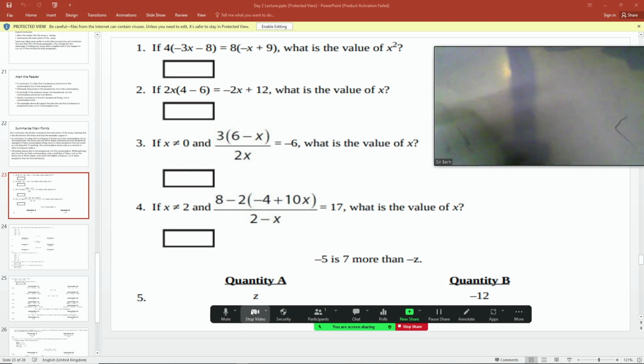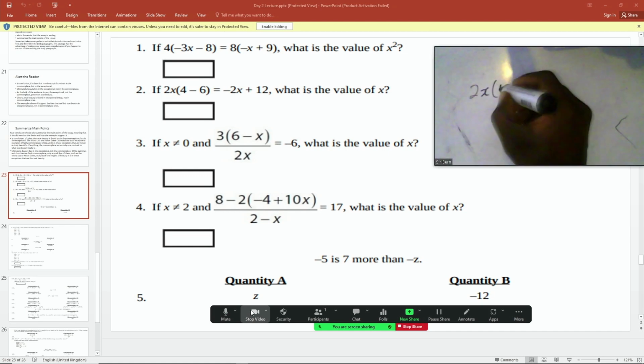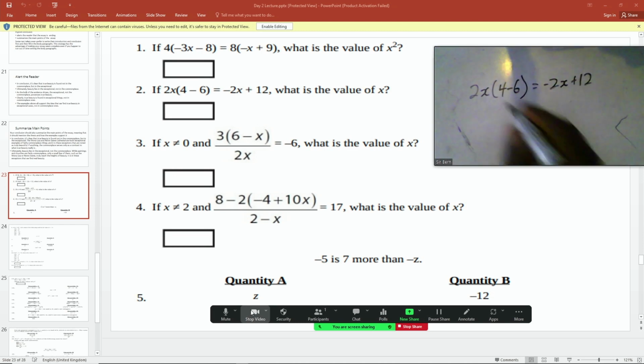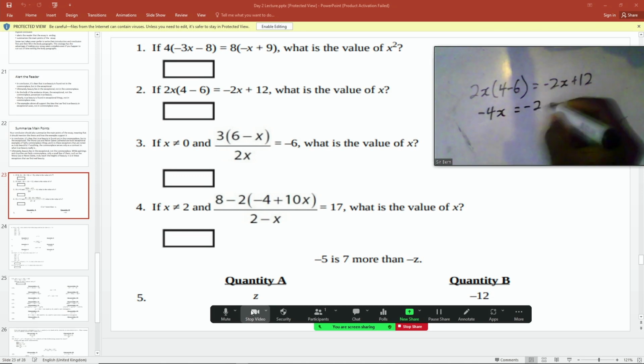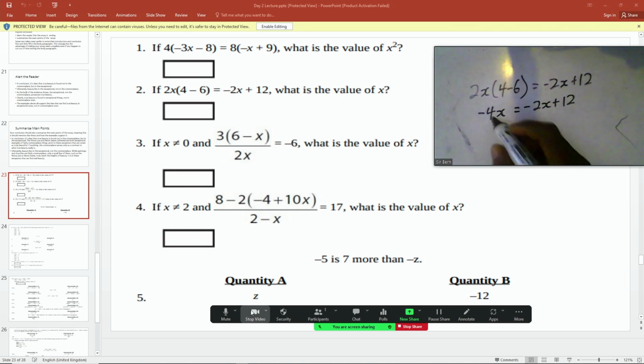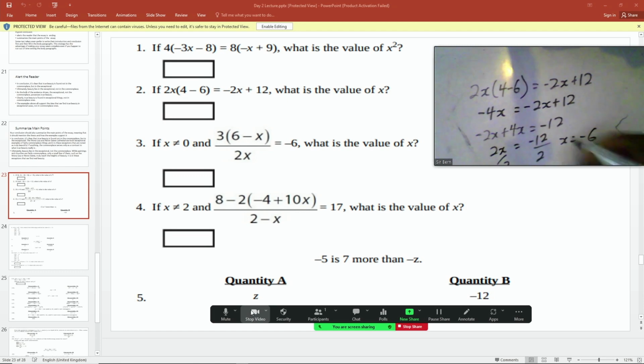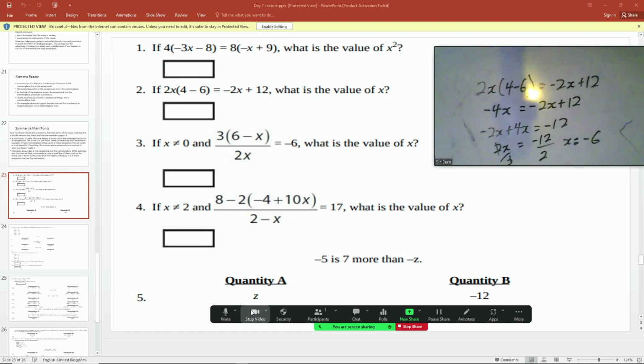Question 2, also we are solving for x. 2 into bracket x minus 6 is equal to minus 2x plus 12. So this will give us minus 2, so we have minus 4x is equal to minus 2x plus 12. Because I want x, let me bring minus 4x to the side. So we'll have minus 2x plus 4x. Then 12 will come to the other side being negative, minus 12. So we get 2x is equal to minus 12. Dividing through by 2, we get x is equal to minus 6. So we write this value in the box that was given.